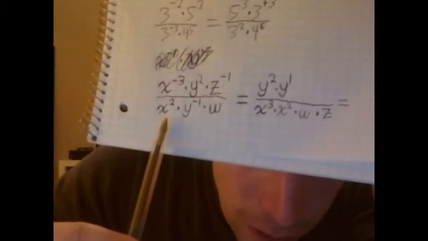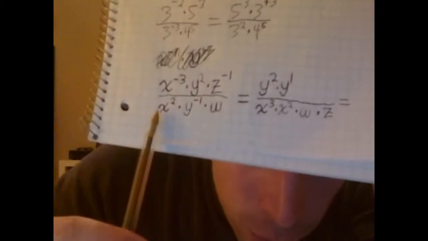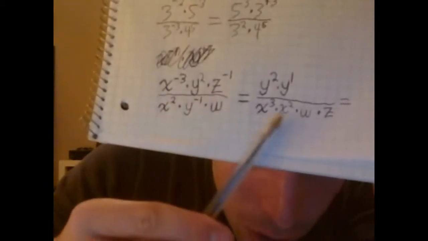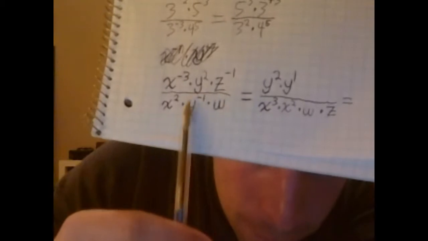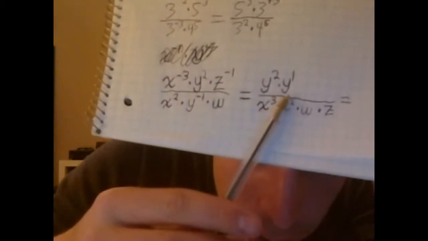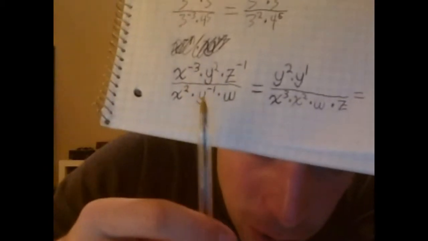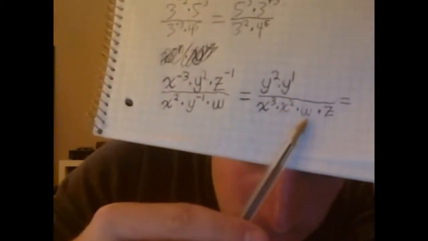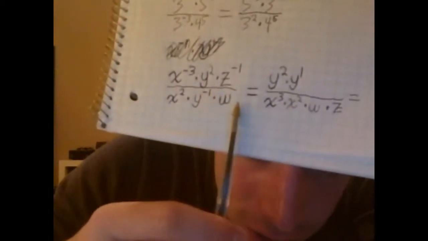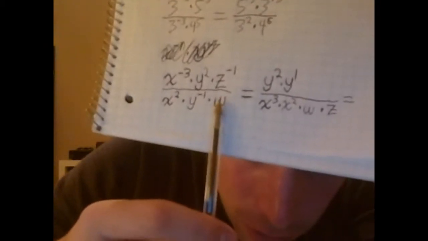Alrighty. Now this one, x squared. Where does it go? It stays right here in the denominator. Y to the negative first goes to our numerator because it has a positive exponent, and our w just slides over for the ride because it has a positive 1 exponent.